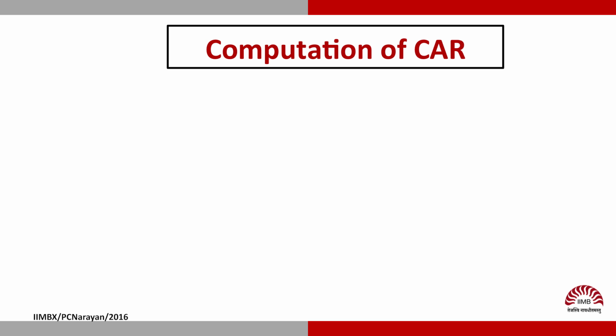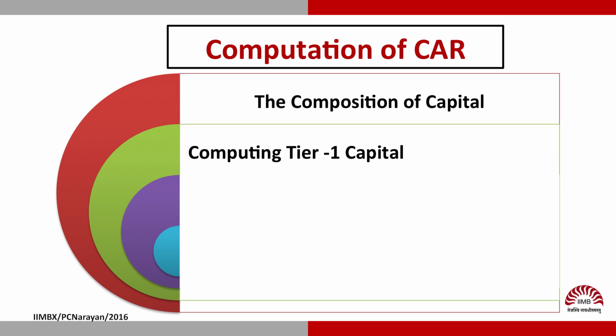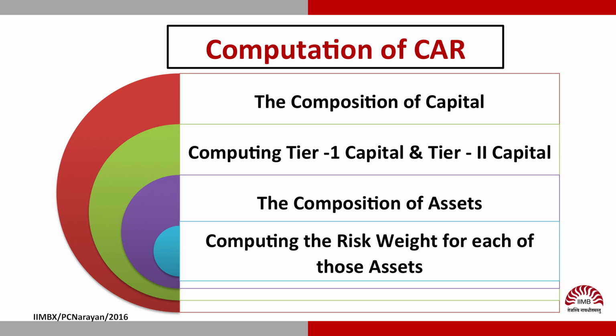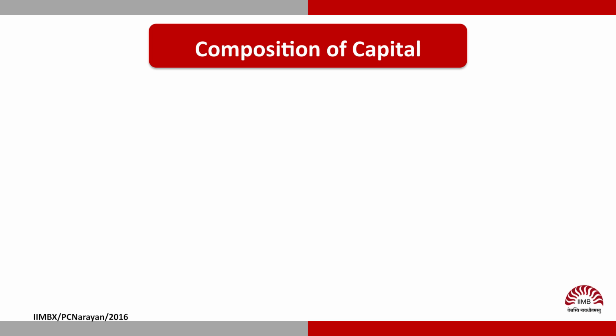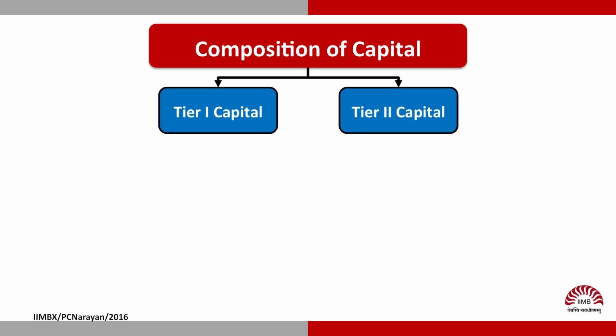To understand the composition of capital adequacy ratio, we will look at: 1. The composition of capital, 2. Computing Tier 1 capital and Tier 2 capital, 3. The composition of assets that should be included in the capital adequacy calculation, and 4. Computing the risk-weighted assets based on the directives issued by the central bank of the country. Composition of capital. Basel I defines two tiers of capital: Tier 1 capital and Tier 2 capital.